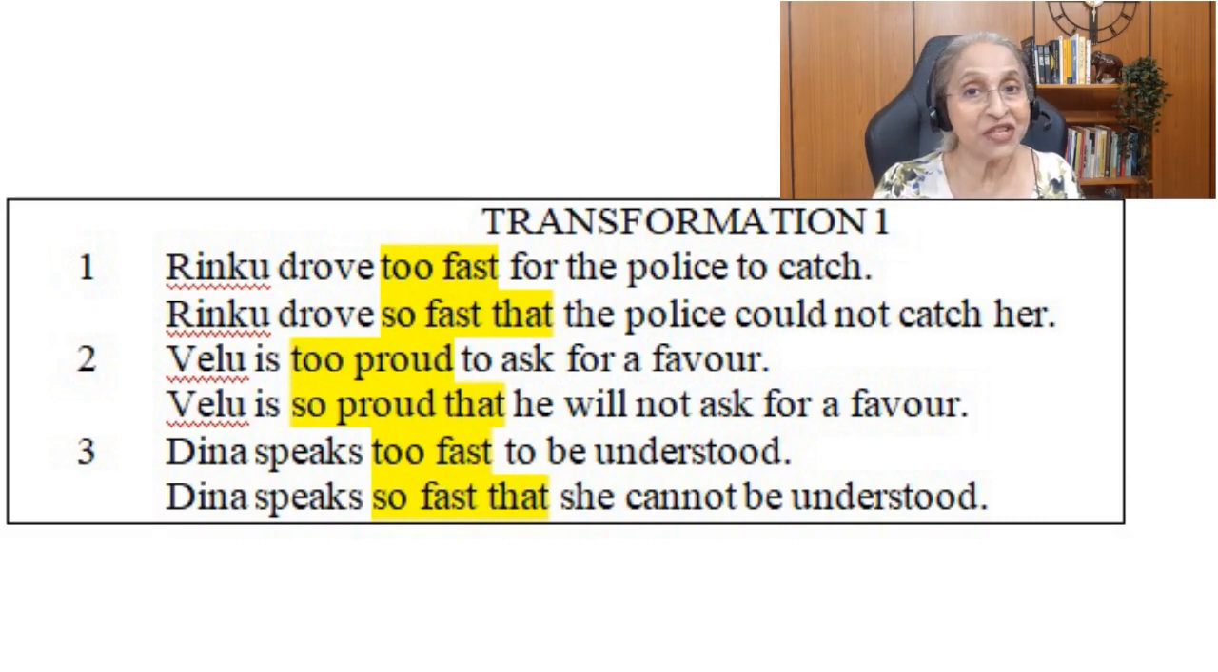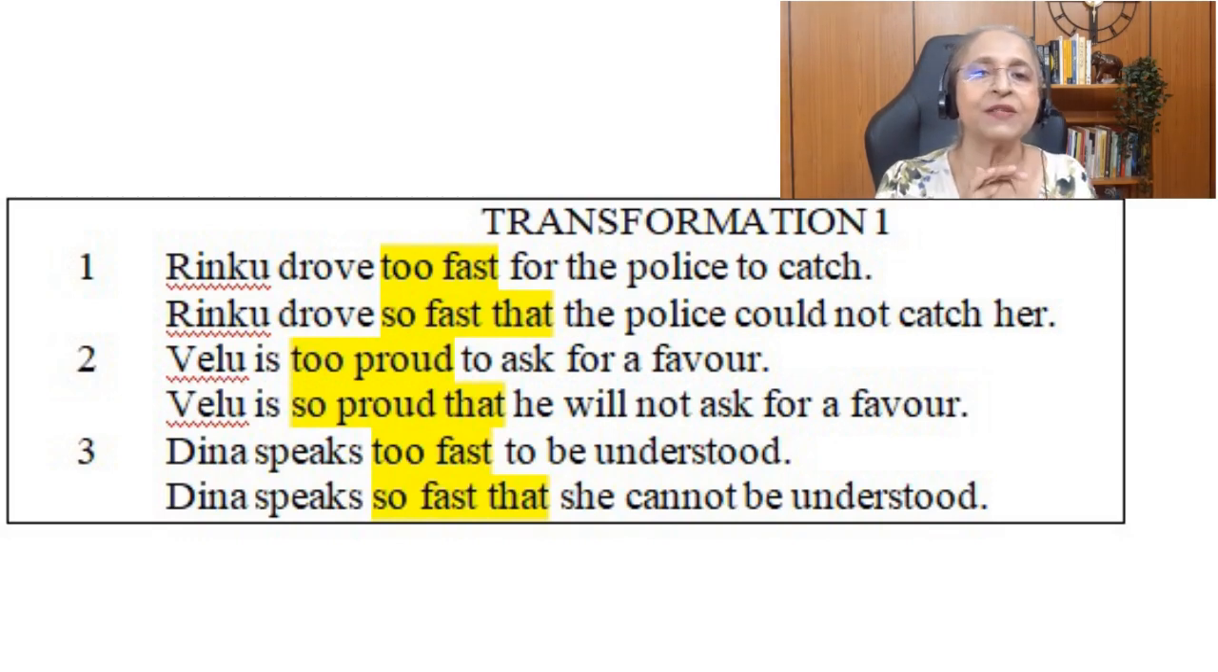All right, 'that she', again a pronoun, 'cannot be understood'. You have again introduced a verb because in the first sentence you have a kind of infinitive. It is a grammatical term. Infinitive is a grammatical term for 'to' plus verb. All right? So Dina speaks too fast to be understood. Remove 'too', and Dina speaks so fast that she cannot be understood.